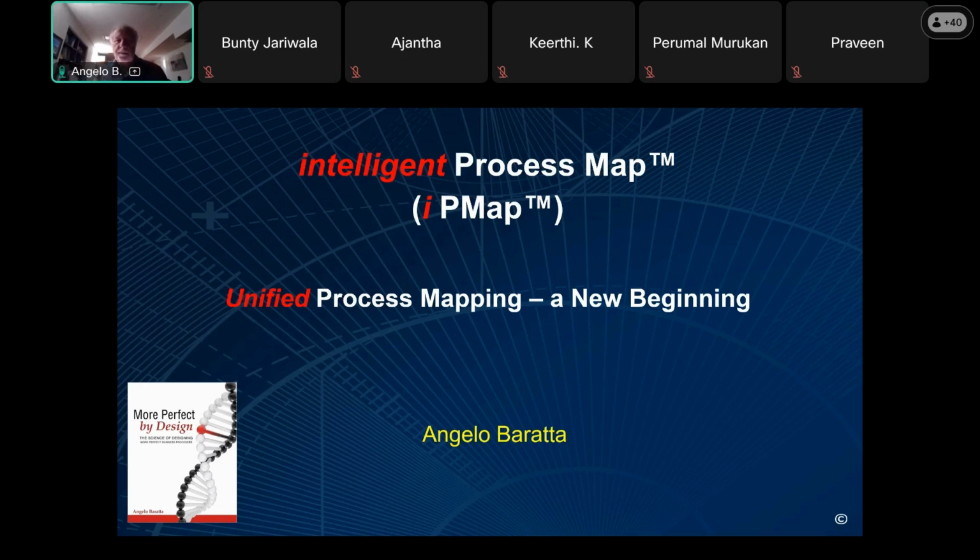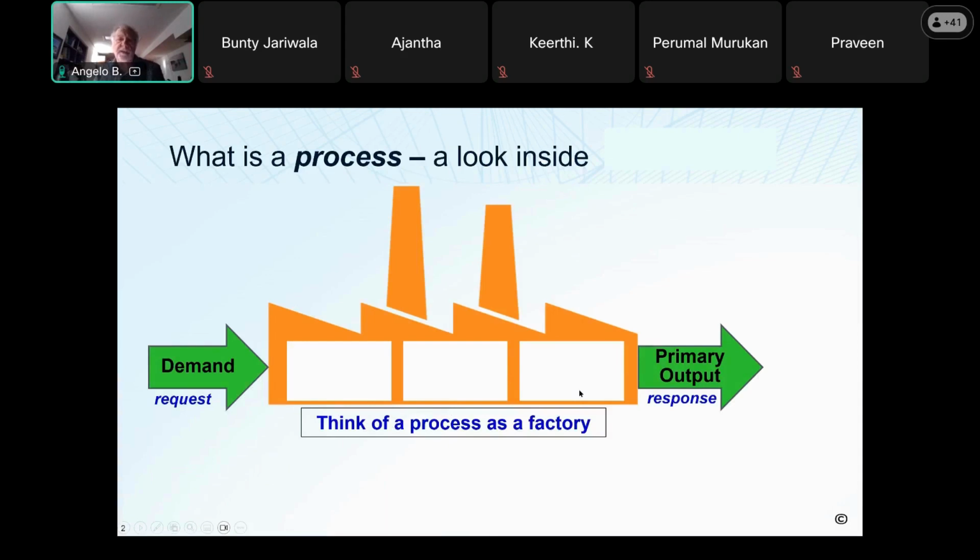So first of all, before I get into the actual process map, I want to make sure that we're synchronized in terms of what is a process, because this is process mapping. So it's a way of representing a process. For this presentation at least, think of a process as a factory. You have a demand or a request at one end, and at the other end, you have a response. A simple example would be a pizzeria. You ask for a pizza, and it goes through the factory, and out the other end comes your delicious pizza already prepared. But what if we look inside the factory?